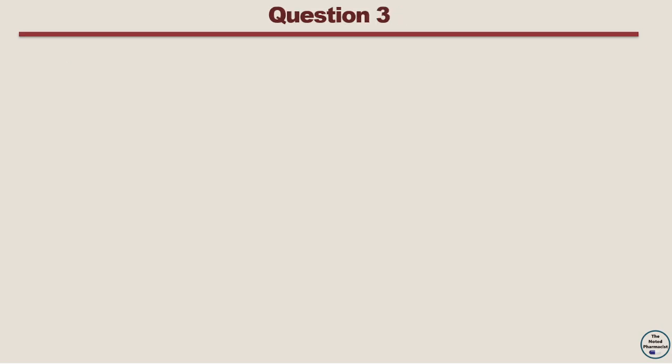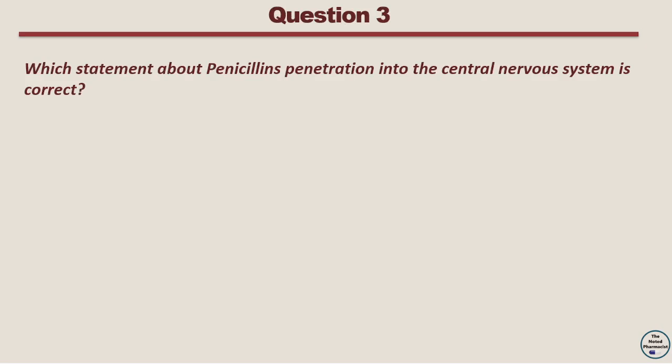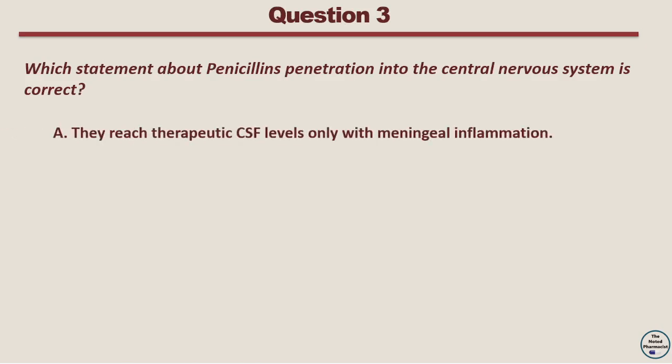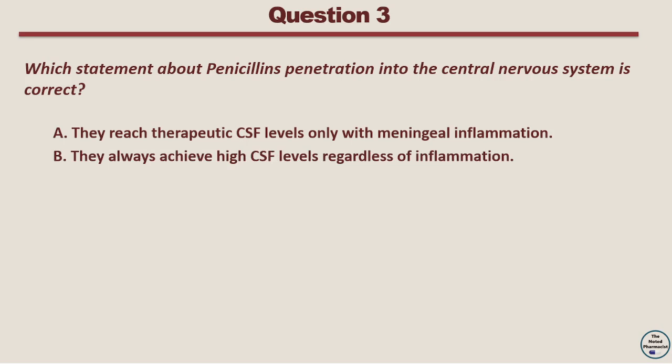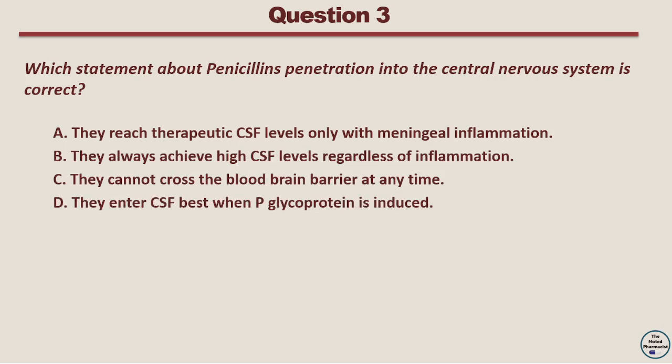Question 3. Which statement about penicillin's penetration into the central nervous system is correct? Option A. They reach therapeutic CSF levels only with meningeal inflammation. Option B. They always achieve high CSF levels regardless of inflammation. Option C. They cannot cross the blood-brain barrier at any time. Option D. They enter CSF best when P-glycoprotein is induced. Option E. They enter CSF only after renal elimination is saturated.